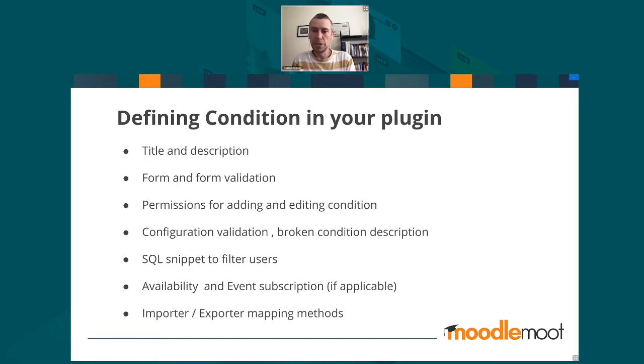A SQL snippet to filter users. There is optional availability and event subscription depending on whether you need that or not in your plugin. And import, export, and mapping methods. I won't stop on those. They're pretty straightforward to implement, and the abstract class got good documentation as well on how to use that. But import, export is actually been used for import and export. That's also a new feature in Workplace 3.9. And tomorrow, Amelia will be presenting on that.